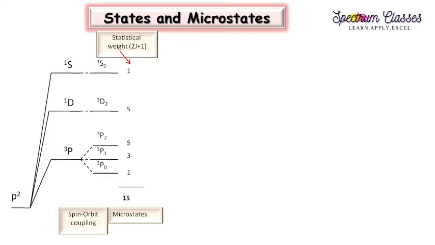After that, we have to discuss the equivalent electrons, for example, p2 electrons and d2 electrons. And for that, we have certain restrictions. Permissible term symbols for the p2 and d2 type of configuration can be determined by mentioning the microstates. So it is essential to understand the microstates.